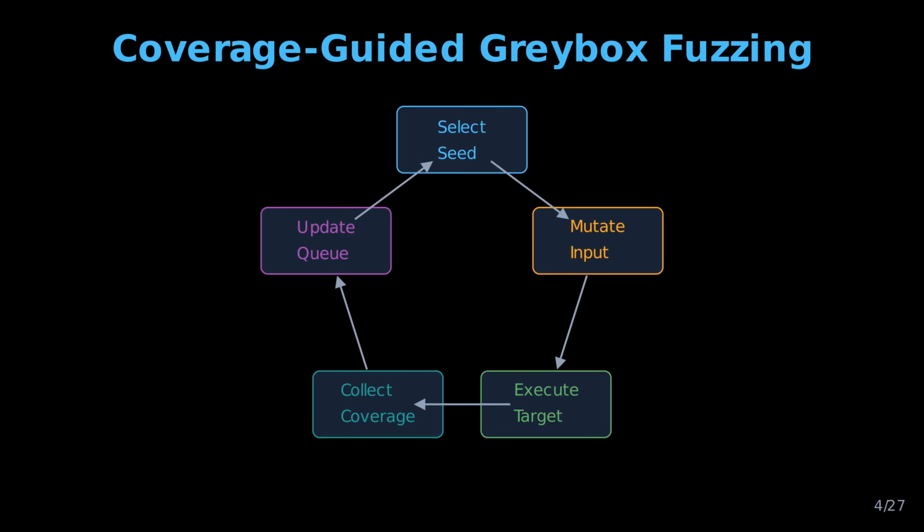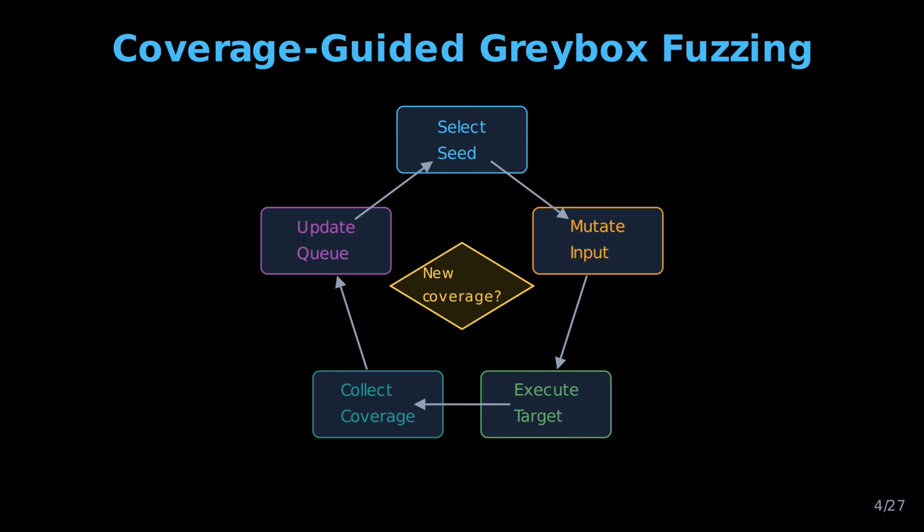the queue and applies random mutation to it. It does bit flips, byte insertions, deletions, splicing two inputs together, and so on. It then executes the target program with this mutated input and collects coverage information, specifically which edges in the control flow graph were traversed. If the mutated input triggered new coverage that we haven't seen before, it gets added back to the corpus for further mutation. If it doesn't discover anything new, it's discarded.